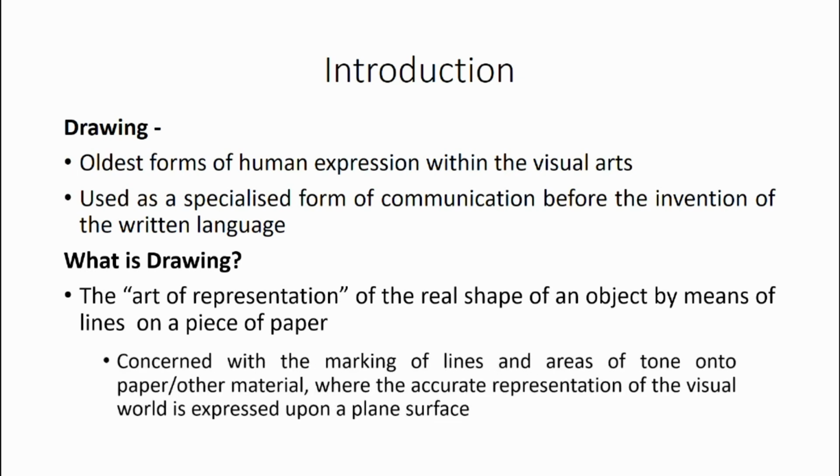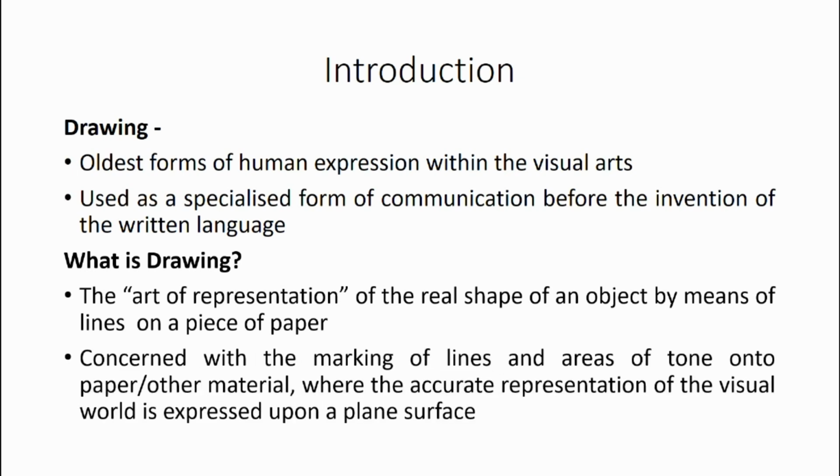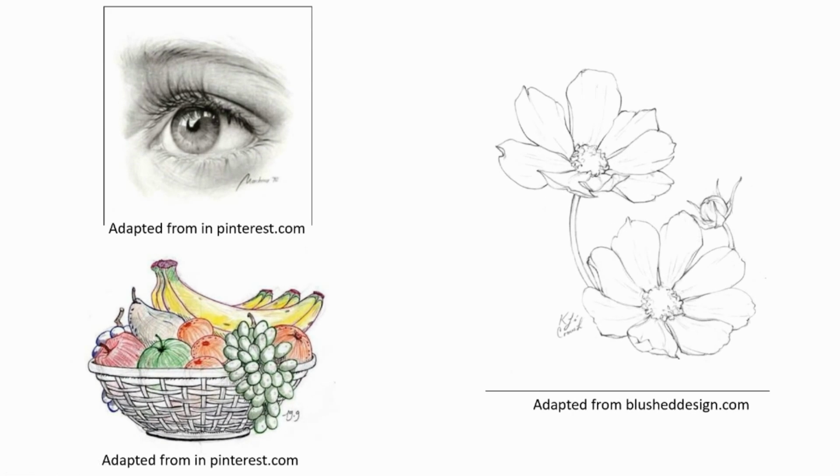In general, drawing is concerned with the marking of lines and areas of tone onto paper, where the accurate representation of the visual world is expressed upon a plane surface. This slide shows some of the examples that fit into the definition of drawing, where each image shows a different type of art form. All these images are an outcome of marking of lines and areas of tone onto paper.